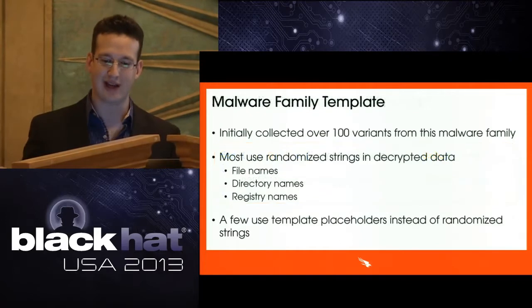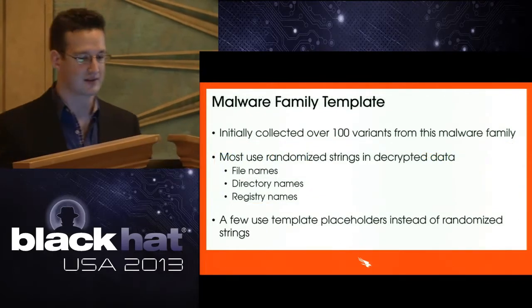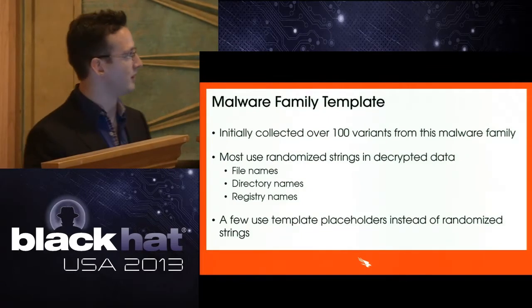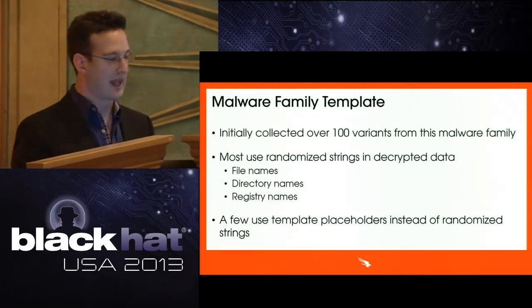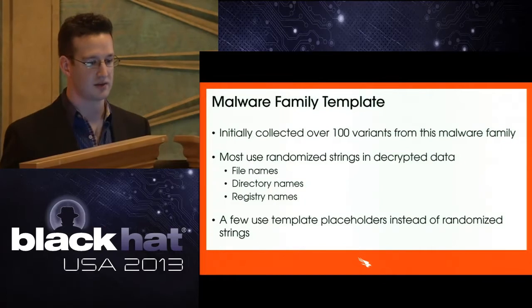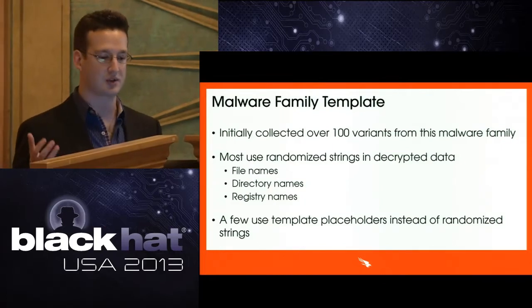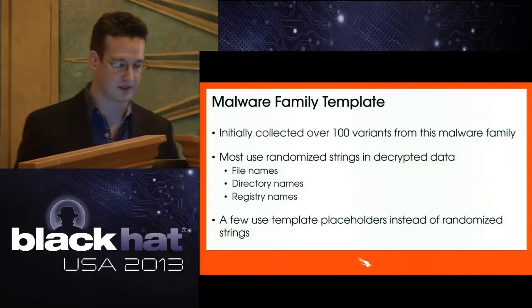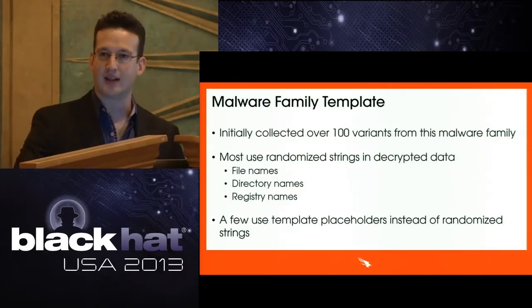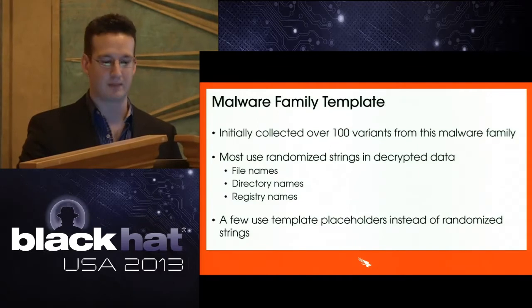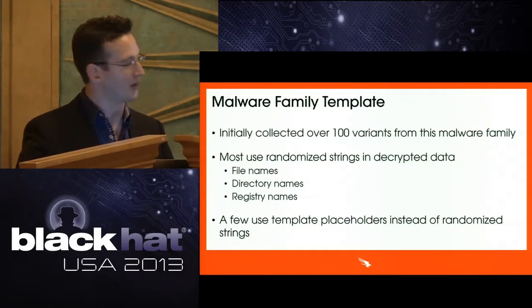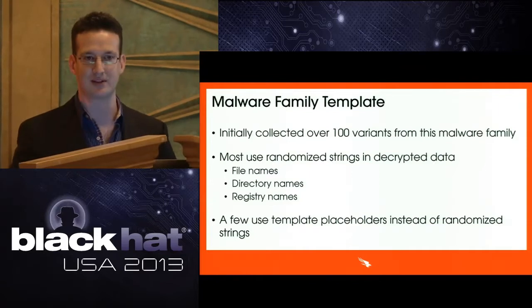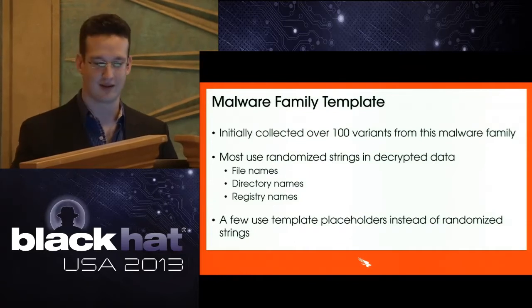Now initially, we collected over 100 variants from this malware family after doing our initial analysis. And we found that most of the variants used randomized strings in their decrypted data for file names, directory names, and registry names. However, there were a few variants that we spotted that didn't use randomized strings. Instead, they used what we're calling template placeholders, or template data.